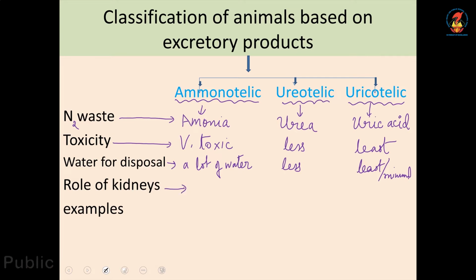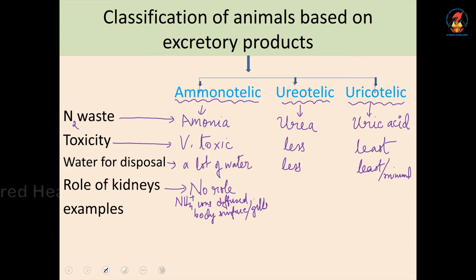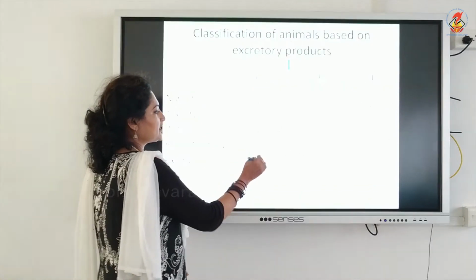Then the fourth parameter is the role of the kidneys. In the ammonotelic animals, there is no role for the kidneys, because as and when the ammonium ions are formed, they are diffused out through the body surface or through the gills. So as and when the ammonium ions are formed, they are diffused out from the body, and there is no role of the kidneys.